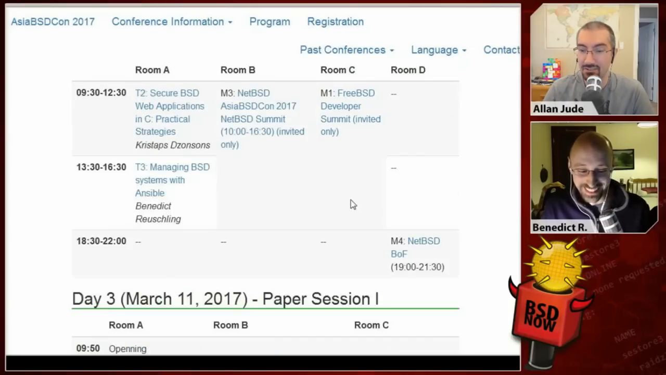Yeah. During the second day, Kristaps actually gave a tutorial on how to build a secure web application for any of the BSDs in C. So actual practical strategies for building a web app using Capsicum or Pledge and so on. And then NetBSD had their summit, and FreeBSD had their summit going on. And in the afternoon, Benedict gave a tutorial about managing BSD systems with Ansible.